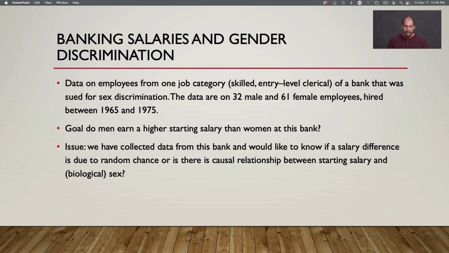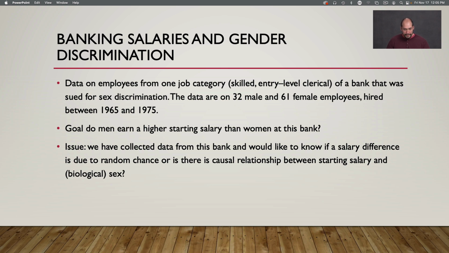based on data at a bank. At this bank, there were 32 males and 61 female employees. And our goal here is, do men have a higher starting salary than women?